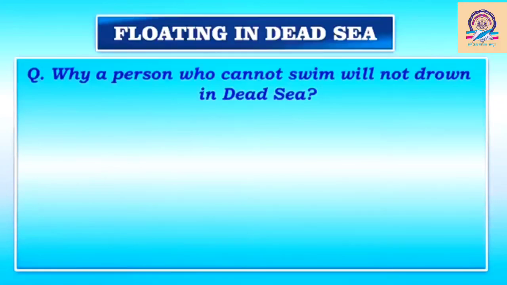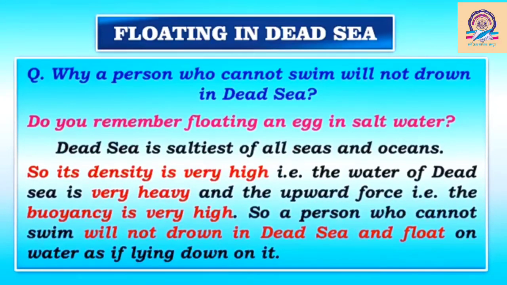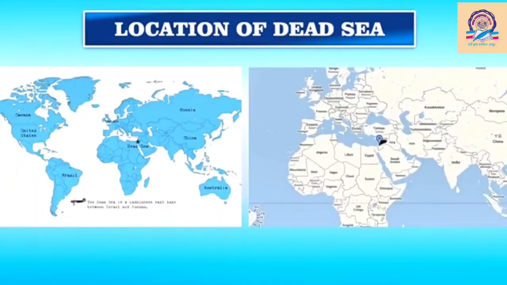Now, why a person who cannot swim will not drown in Dead Sea? Do you remember floating an egg in salt water? Dead Sea is saltiest of all seas and oceans, so its density is very high. That is, the water of Dead Sea is very heavy and the buoyancy, that is the upward force, is very high. So a person who cannot swim will not drown in Dead Sea and will float on water as if lying down on it.